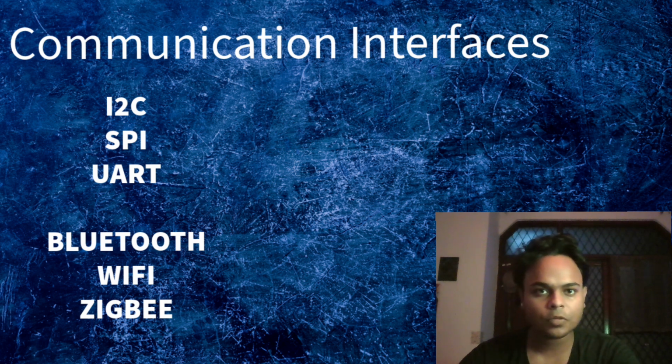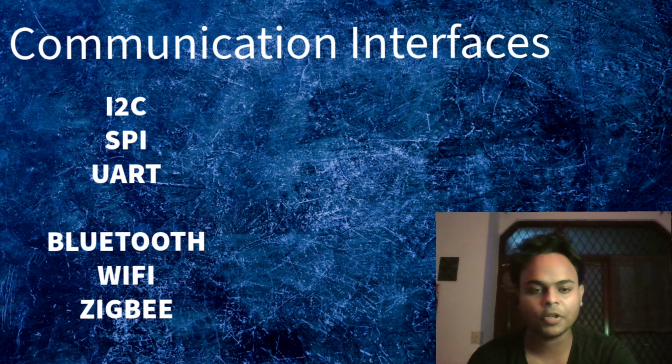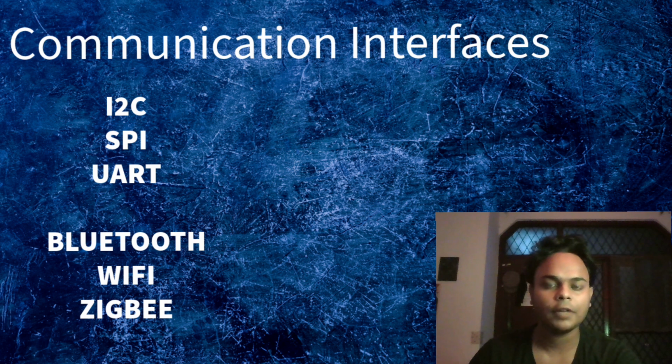Wired interfaces are mostly SPI, I2C, or some people say I squared C, and UART. UART is mostly confused with USB, but it is kind of the same thing, which we will discuss in some other video, what actually these communication interfaces are, and we will cover these in detail. But for the introduction, let's move on to something else.